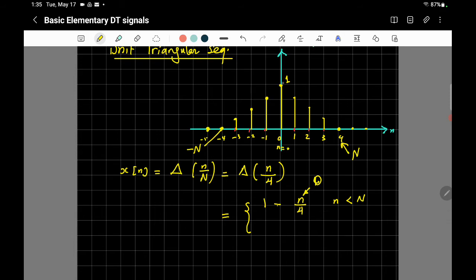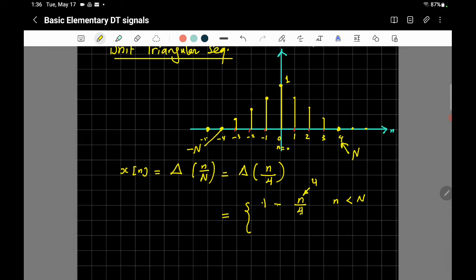That's right. The last one, n equal 4. When you put n equal to 4, 4 over 4 is equal to 1, and 1 minus 1 is equal to 0. That's right, so that's how you get the expression. The one in the middle should be equal to 1, and the last one in the triangle should be equal to 0. So if the amplitude is equal to 1, it will be 1 minus n over N, for n greater than 0.